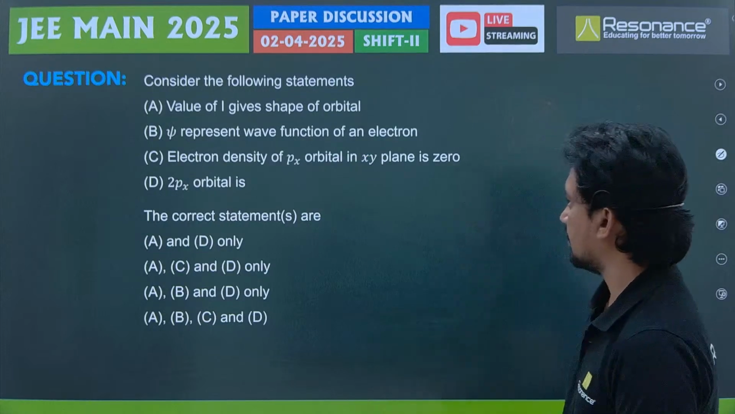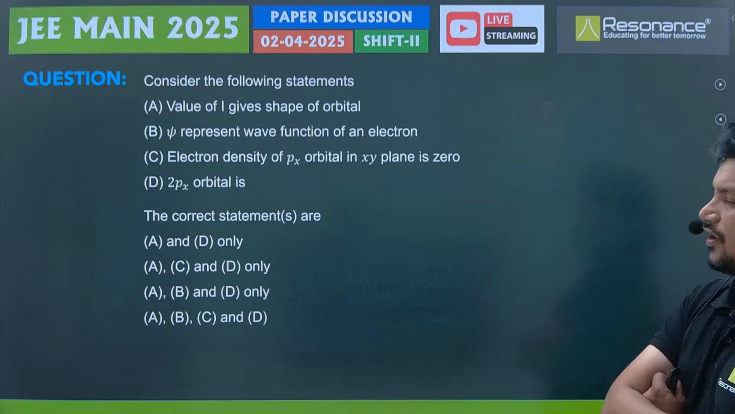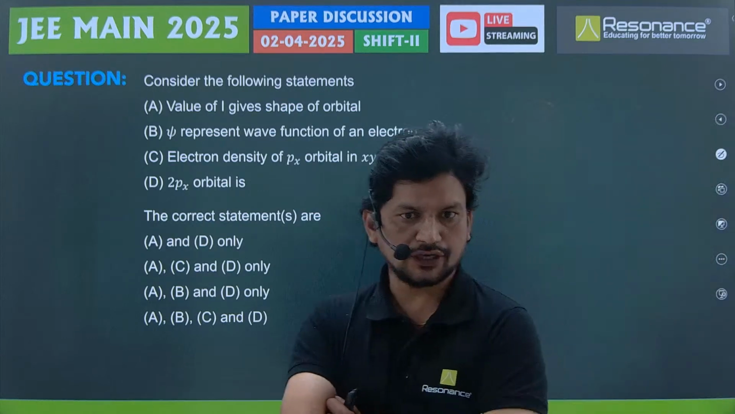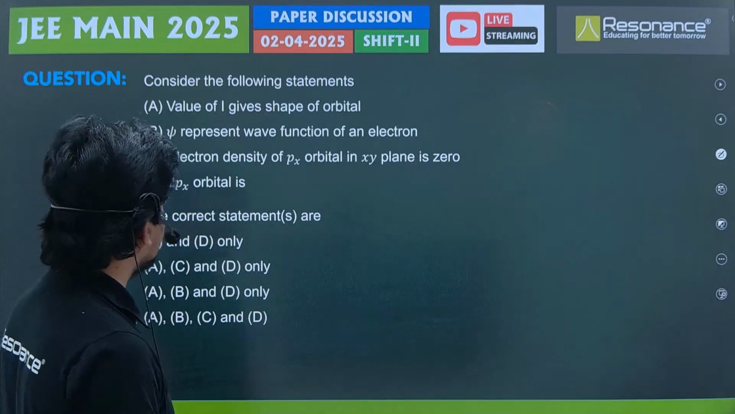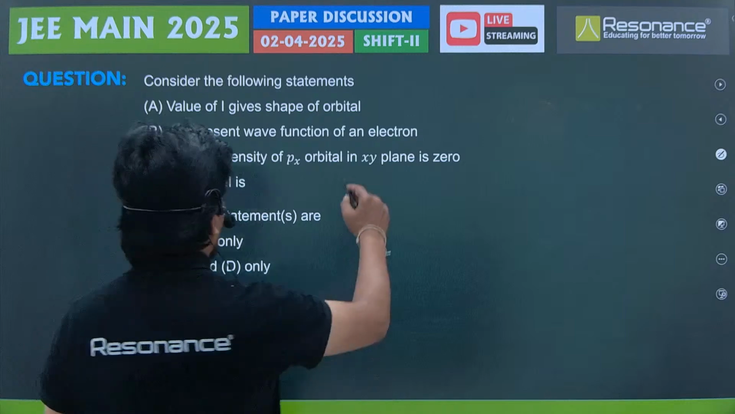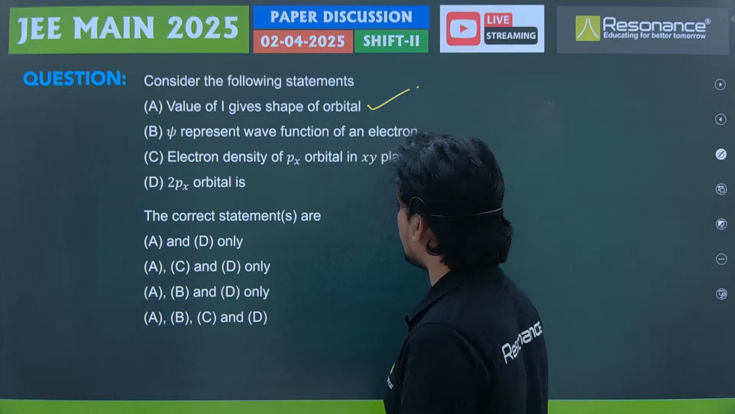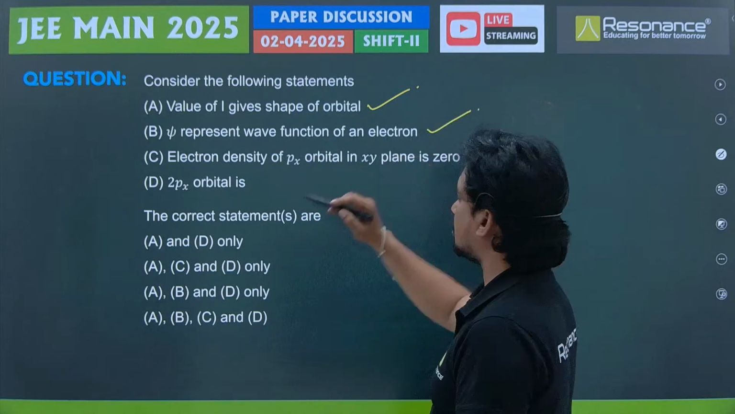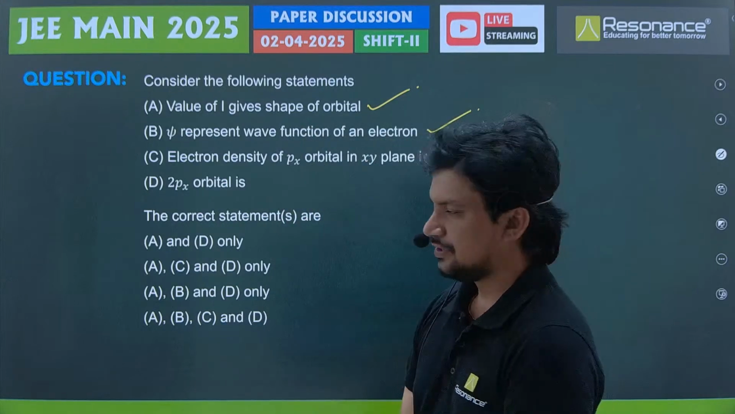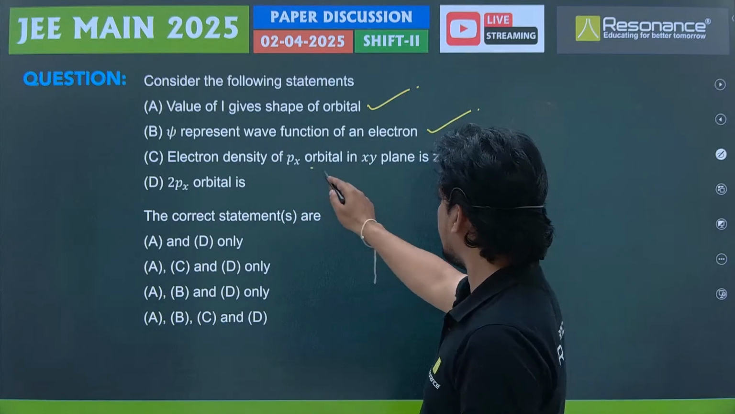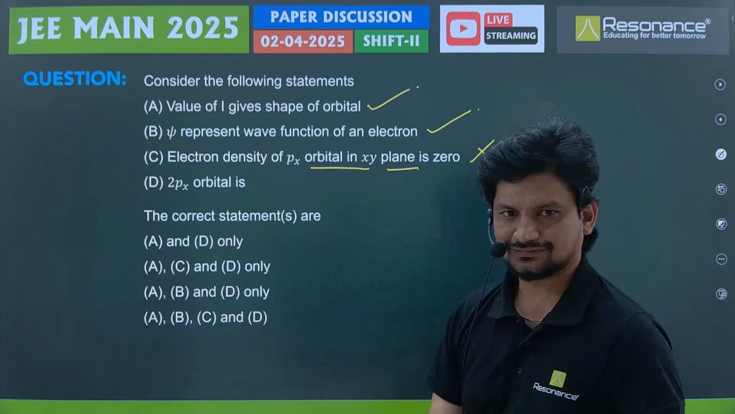And next question. So a very basic question they have given. Consider the following statements. What is the first statement? Value of l gives the shape of the orbital. Obviously, the azimuthal quantum number gives the shape of the orbitals. Yes, psi represents the wave function of an electron. Yes, psi is nothing but the wave function of an electron. Right? Electron density in the px orbital in the xy plane is 0. This is the wrong one, obviously.